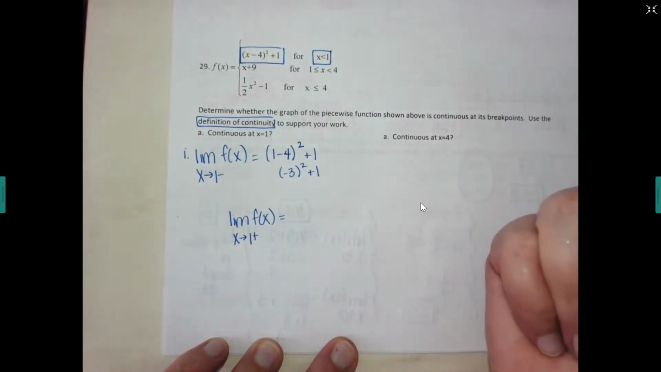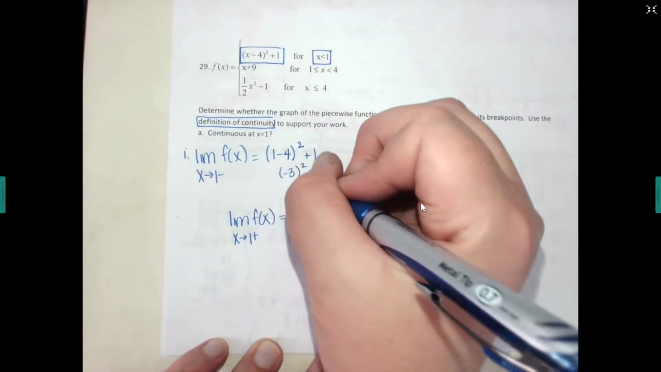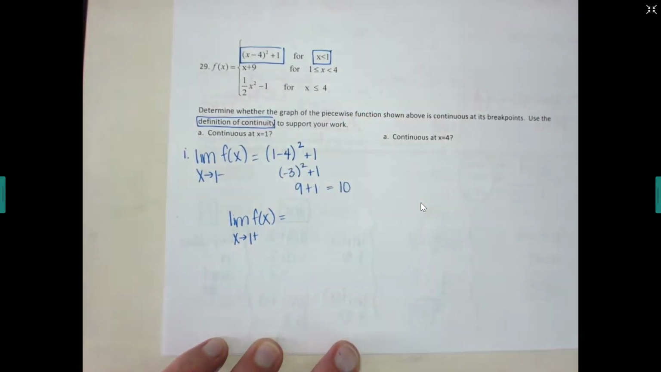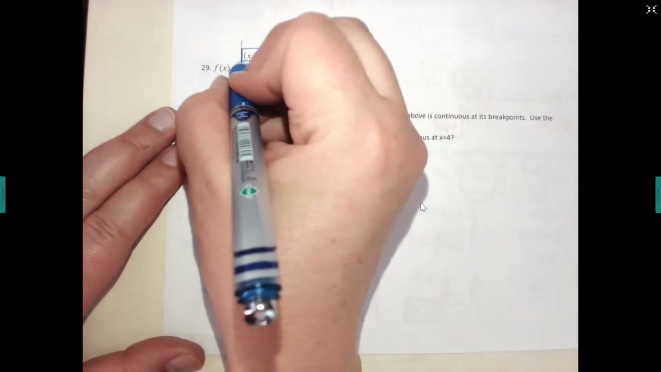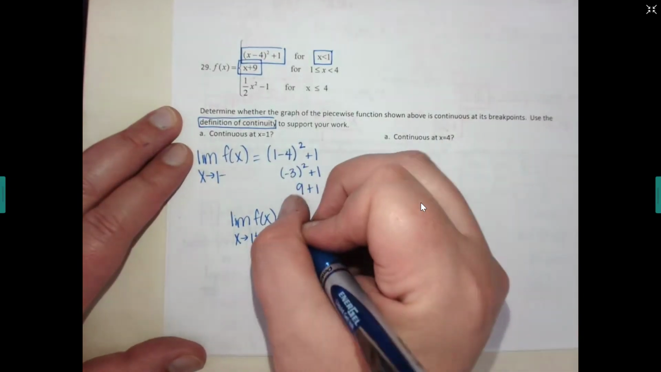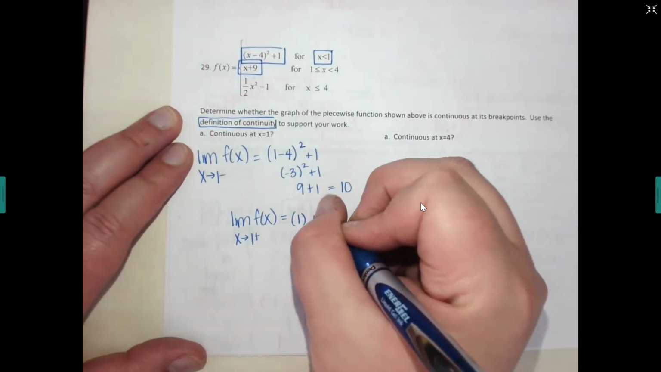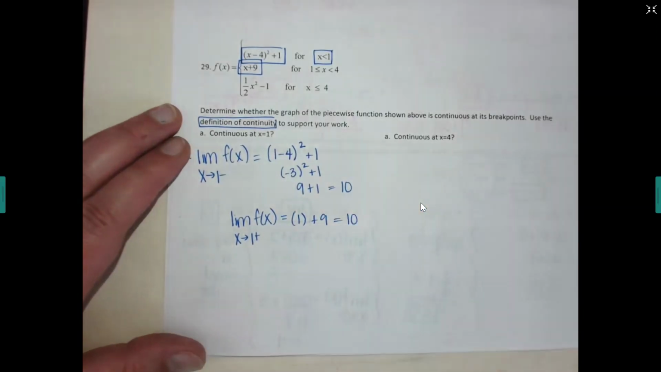-3 times -3 would be +9 plus 1 is 10. So my left side limit is 10. What piece will be the greater than 1's part? Top, middle, or bottom? Middle. So then I'll do 1 plus 9, which is also 10.